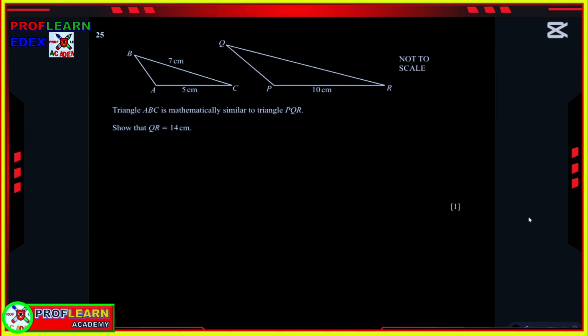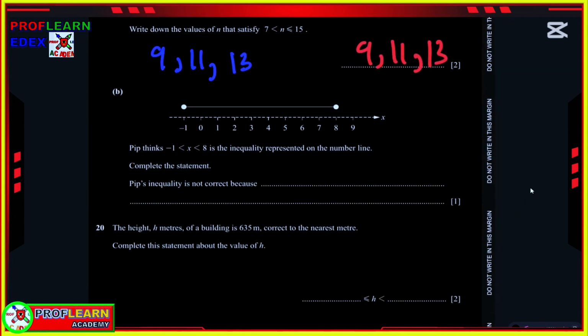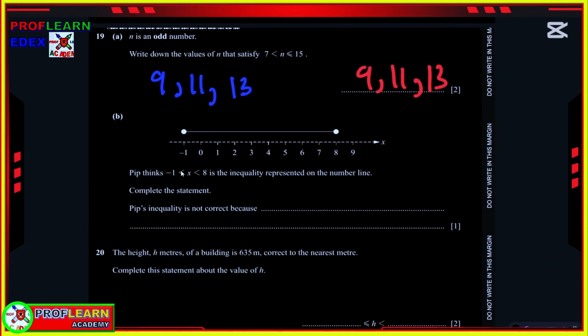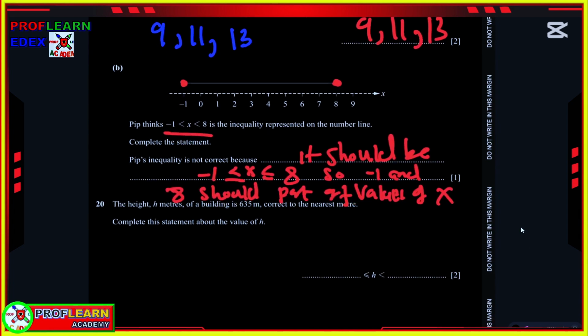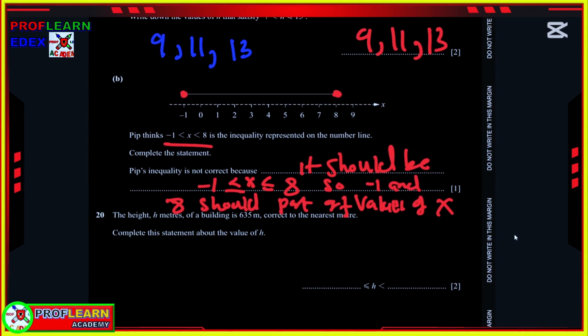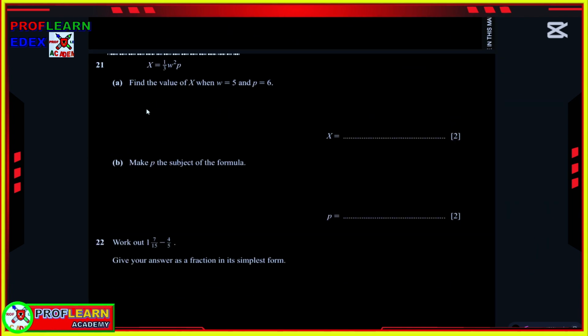Yeah, inequalities is another concept that you need to know about, and also sketching inequalities on a number line. You need to understand that when the number is shaded, it means that number is included. So when it's shaded, you should have the equality part. And correct to the nearest meter, we are going to have our answer 6 there.